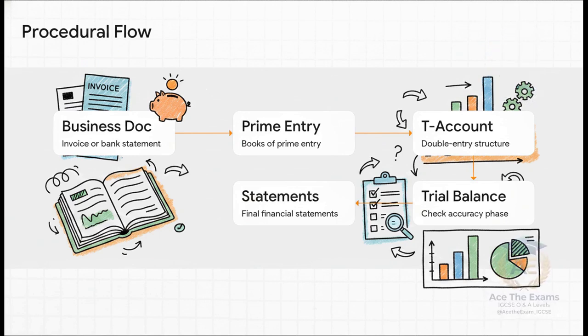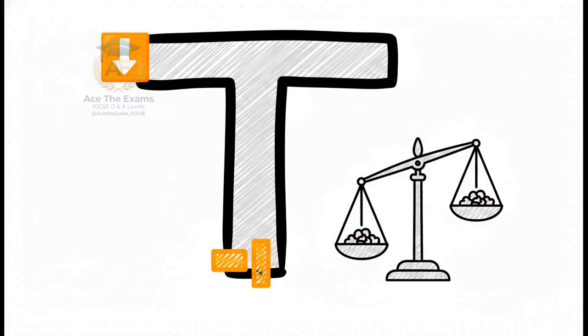Now, the command word in your exam might say, prepare the ledger accounts. So you take that invoice data, you record it in the purchases journal as your prime entry, and boom, you immediately update your double entry T accounts. Even if you accidentally fumble a calculation later on, clearly showing this logical flow is exactly how you secure those crucial method marks. And right smack in the middle of that workflow is the T account.